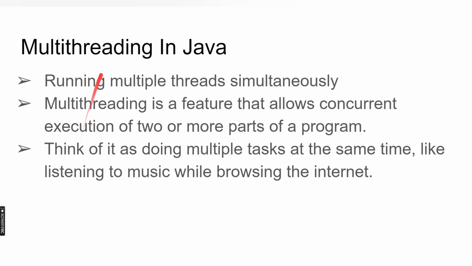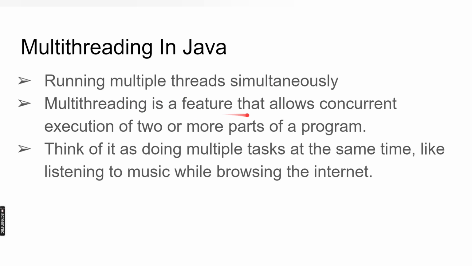In this video, we are going to learn what is multithreading in Java. So it is one of the most important questions. What is multithreading in Java? So multithreading is a process of executing multiple threads simultaneously in Java. So multithreading is used to run multiple threads simultaneously.